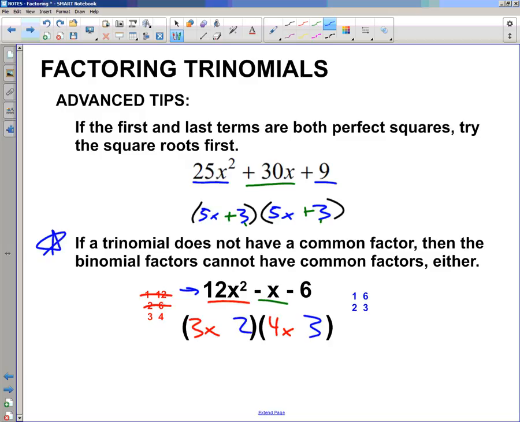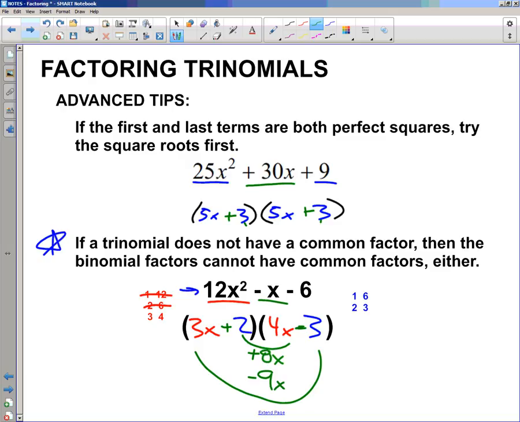And here's one that's worth trying. There are no common factors here, so we'll give this a shot. 2 times 4x is 8x. 3 times 3x is 9x. Anyway, we can change some signs on there to make that work. And yes, looks like we can. If I make this a positive 8x and a negative 9x, then that should work out.